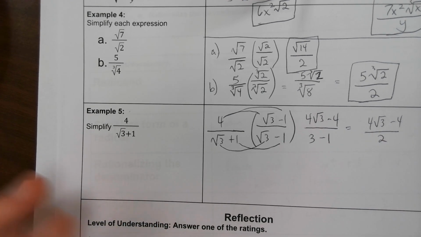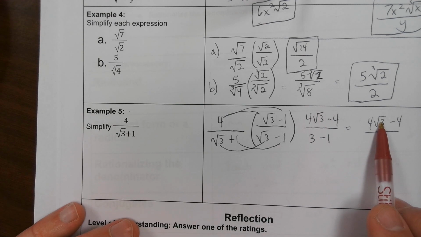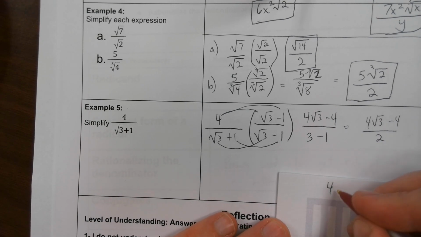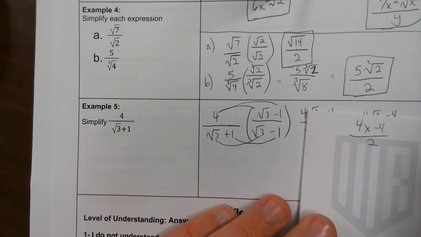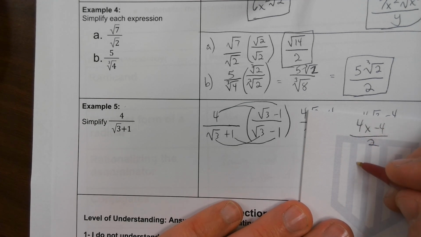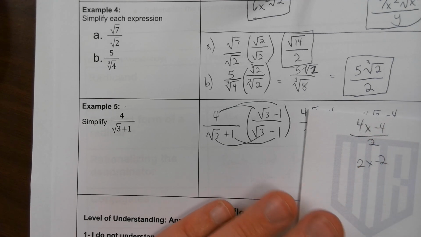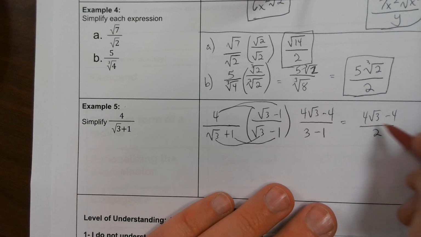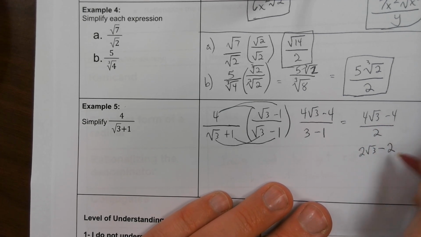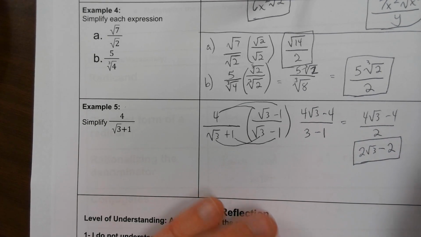And then lastly, we can think of this as an x. Almost like it's a variable, if I had this, I would just see if I can divide the numbers. And since 2 does go into 4, I would be able to change that to 2x minus 2. So similarly, I'm going to be able to change this into 2 root 3 minus 2. And then that will be my answer.